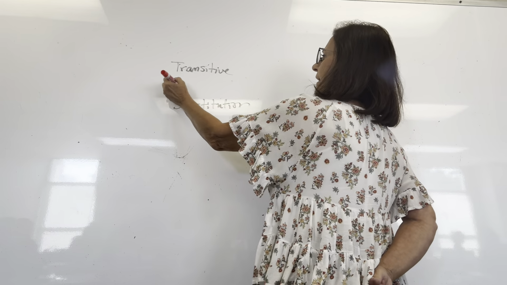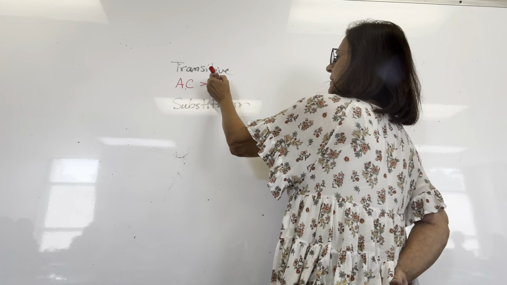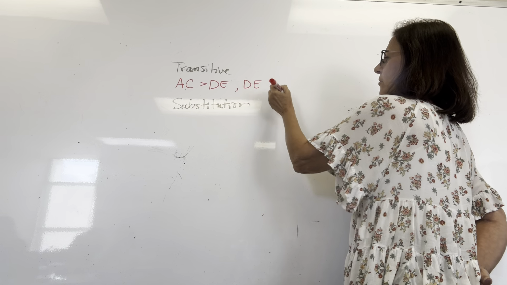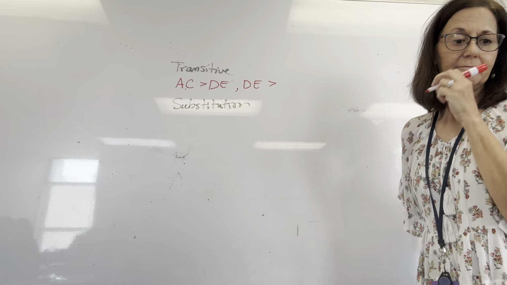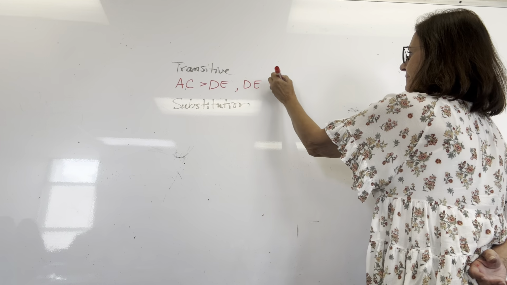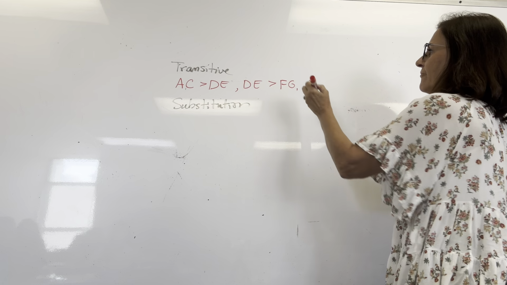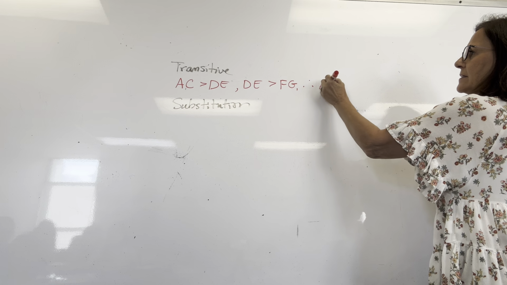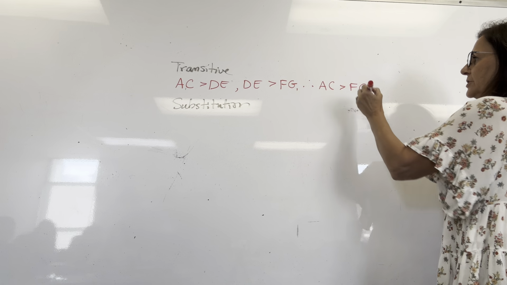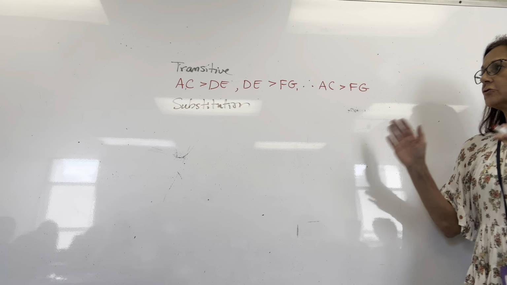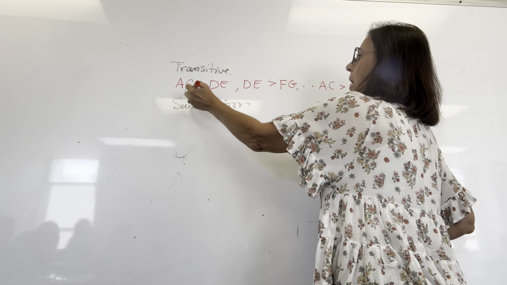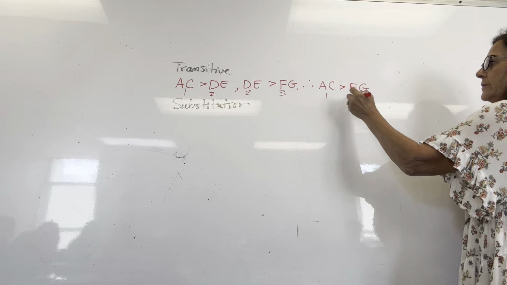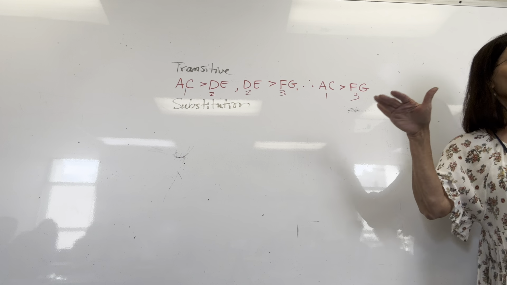Transitive would be something like AC greater than DE, DE greater than FG. Therefore, we could say AC greater than FG. So transitive is always 1 greater than 2, 2 greater than 3. Therefore, the first one is greater than the third one, or it can be less than.